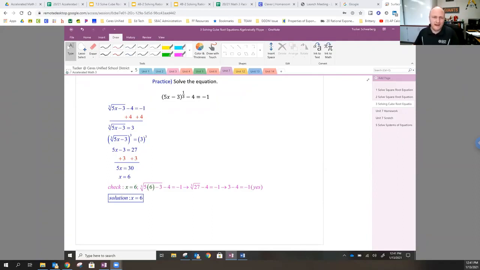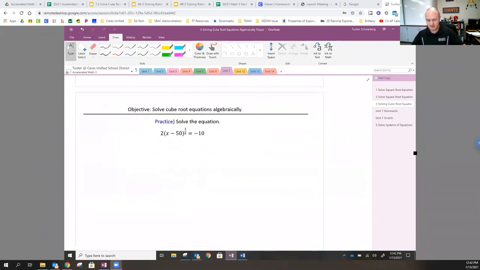Okay, so on this one, we add 4 to both sides to isolate the radical. We're going to cube both sides, and we get 5x minus 3 is equal to 27. From there, that's just a linear equation that you guys were doing when you were mere babies in 7th grade. You can do that. X equals 6. Okay, and then check it, and of course it's good.